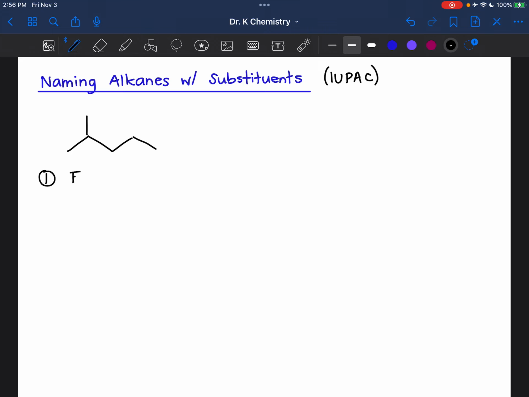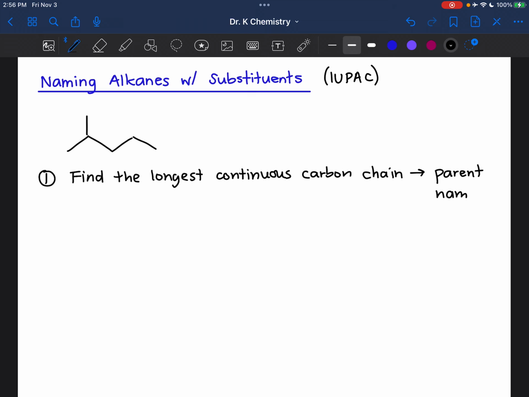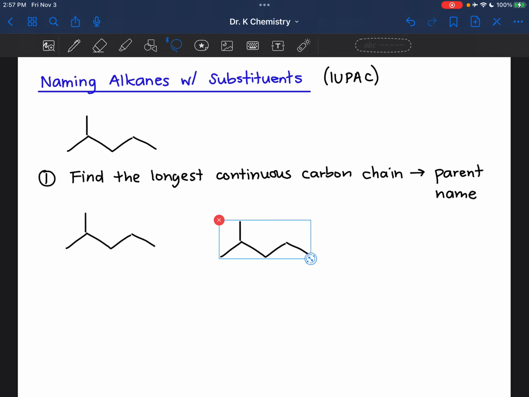The first thing we're going to do is find the longest continuous carbon chain on the molecule. And that longest continuous carbon chain is going to be called the parent. That will be the parent name of that particular molecule. So I'm going to copy this and I'll look at a couple of different options for finding the longest chain.